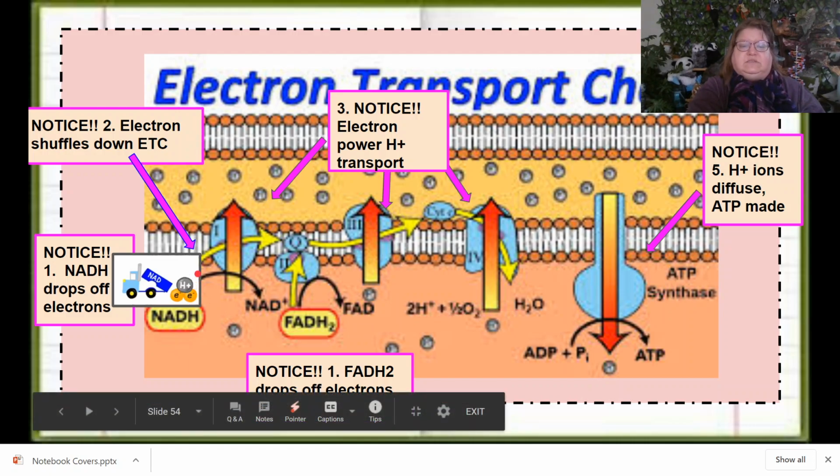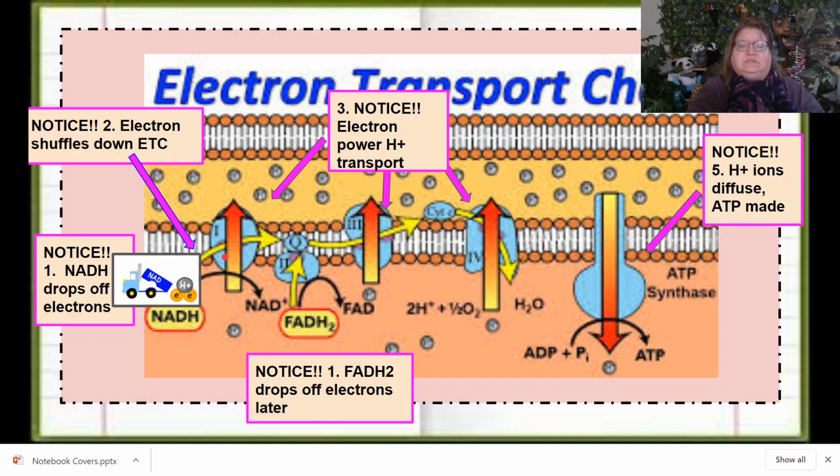Now, notice every time these molecules have the electron, three of them have enough energy to pump hydrogens. So the electrons power the hydrogen ions being pumped over, and you get this high concentration of hydrogens.